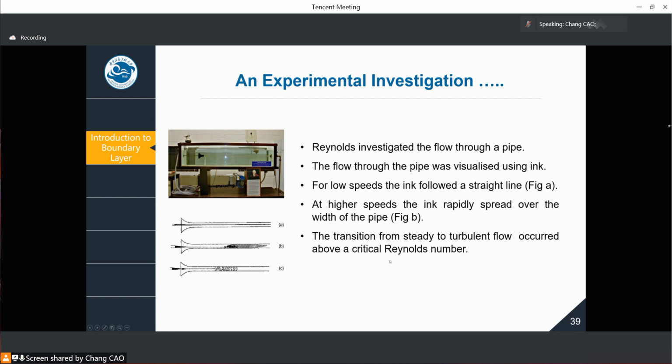Usually there will be a threshold, and the threshold is represented by the Reynolds number. And usually we know that for turbulent flow, the Reynolds number will be higher. A higher Reynolds number represents that the flow is much more likely to turn into turbulent flow. Okay, so these are the conclusions we got from Reynolds' experiment.